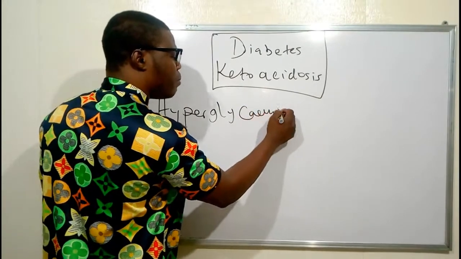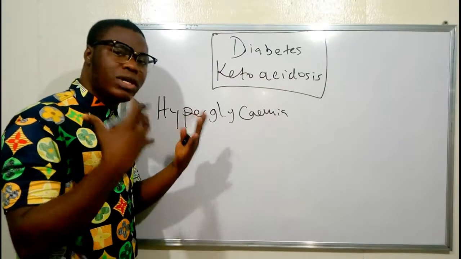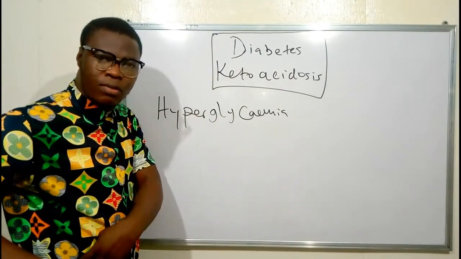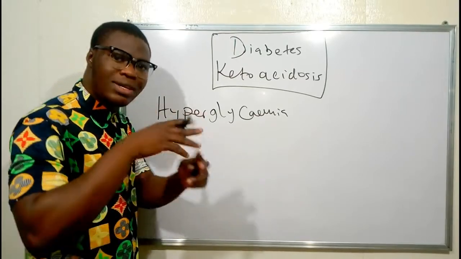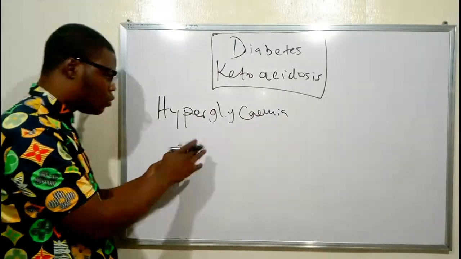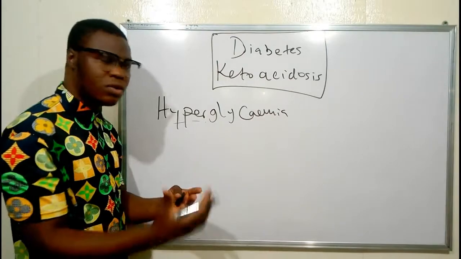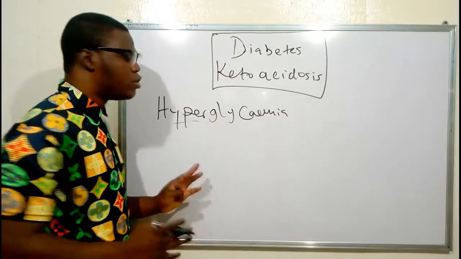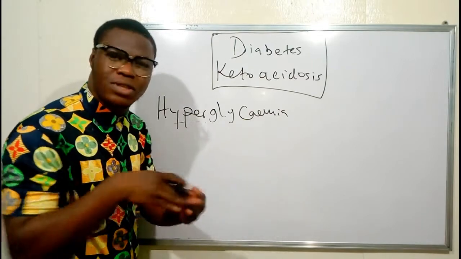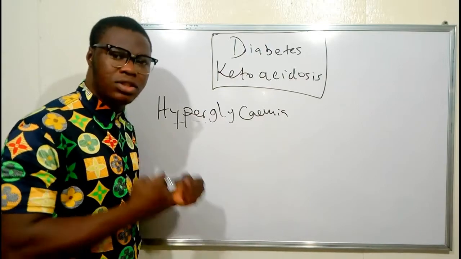But why do we have hyperglycemia in diabetes? Because there is no insulin to bring the glucose into the cells. So there is no insulin to open the cell for the glucose, so it is going to accumulate in the blood. So there will be a lot of glucose within the blood, and this glucose will not be able to move into the cells. And the function of this glucose is to do what? Is to give energy to the cells.